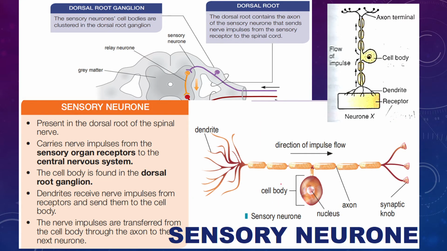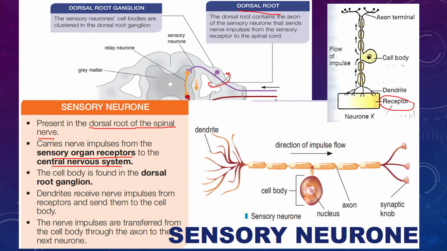Okay, next one is the sensory neuron. Lihat sahaja sensory neuron. This is aliran impulse. So it is from the receptor. Jadi senang untuk kamu kenal. So it is present in the dorsal root of the spinal nerve. Ini dia dorsal root. This is it. This one. This entire thing here. Dorsal root. So it carries nerve impulses from the sensory organ receptors to the central nervous system.